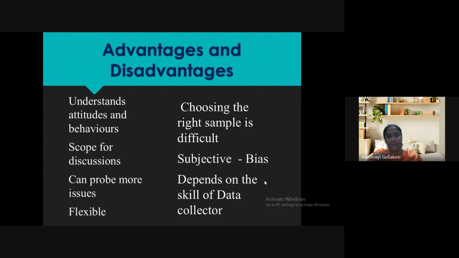Advantages and disadvantages. Every technology or every aspect has both advantages as well as disadvantages. Now let us try to understand the advantages and disadvantages of qualitative tools. Qualitative tools on the pro side, on the advantage side, they give us a very good estimation of attitudes and behaviors of people. Okay. It is open ended, so it has a lot of scope for discussion.